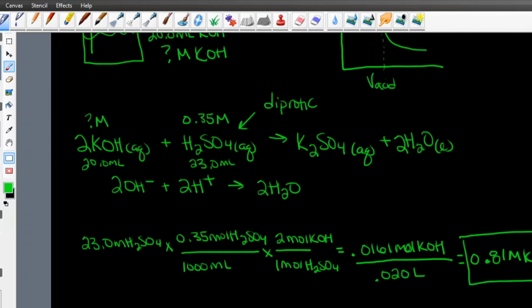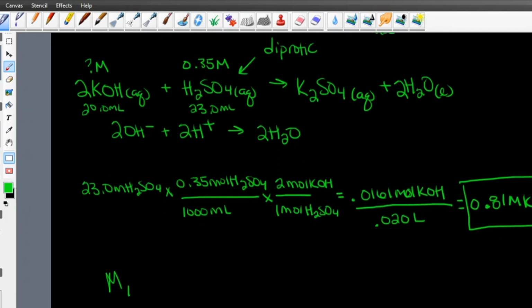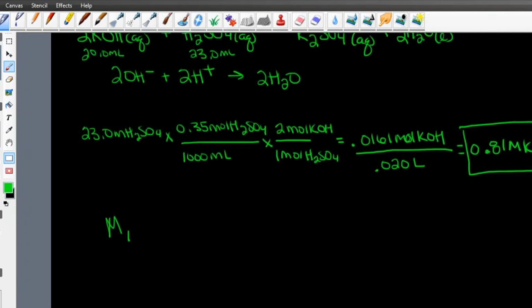The cheat method that you guys would want to use would be the dilution equation thing. I guess I'll go ahead and show it to you. I don't know why. I'm caving to your demands. Molarity of the acid, volume of the acid, molarity of the base, volume of the base. You're taking this cheap method from the dilution equation, M1V1 equals M2V2.